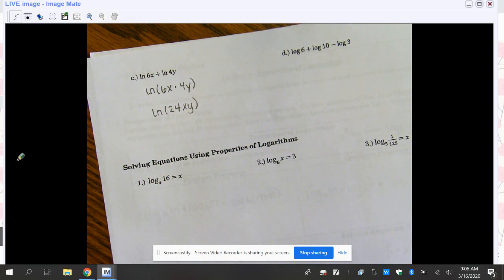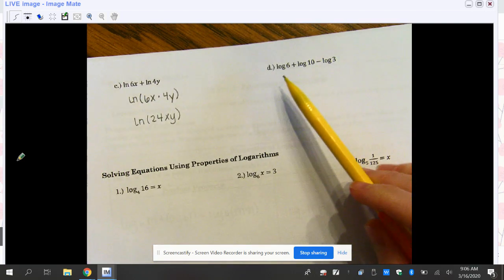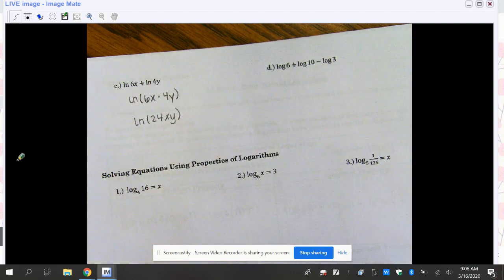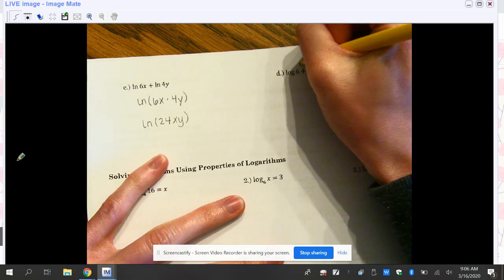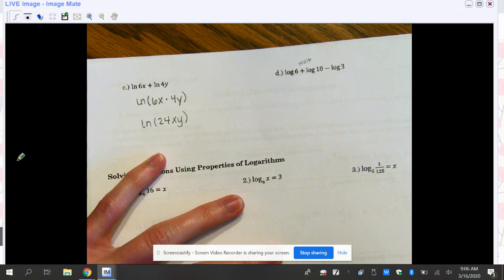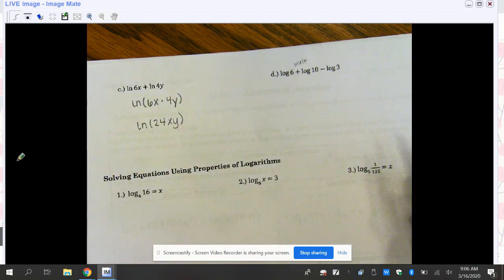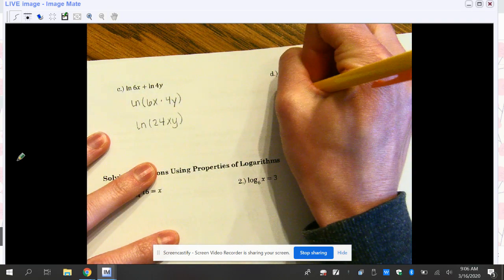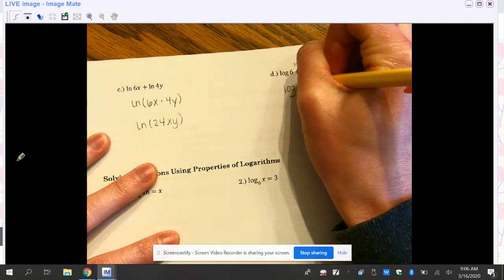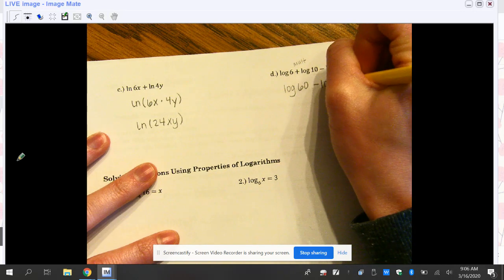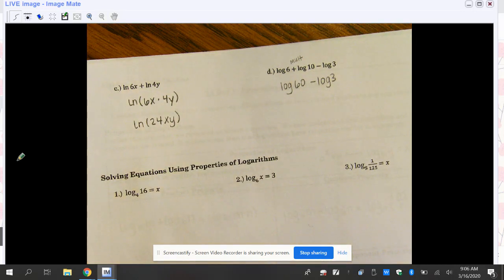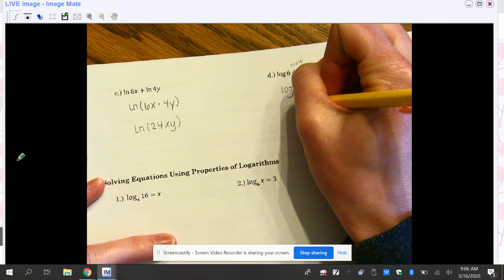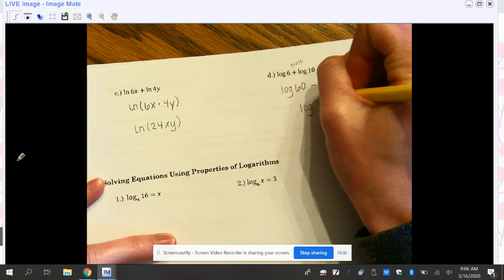All right, so now when you've got 3 or more terms that you're adding or subtracting, you work from left to right. So the first thing I'm going to do is multiply these first two logs together. They're both in base 10. The base is not given there, so we can assume it's 10. So 6 times 10 is 60 minus log of 3. And now I'm going to divide. So log of 60 divided by 3.